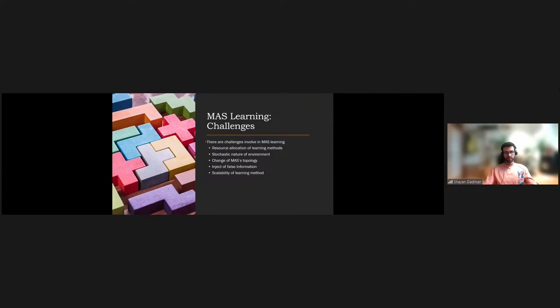Some challenges that are involved in MAS learning include the resource allocation for learning methods, because as we use more complex or sophisticated algorithms, these algorithms require higher resources, and this adds more complexity to the system. Then there's the stochastic nature of the environment, which means that these agents may have a hard time understanding the dynamics of the environment and learning the optimal action. Furthermore, the change of MAS topology, especially in a heterogeneous system, may involve some consequences, such as understanding the agents' actions and also the dynamics of the environment. Furthermore, the injection of false information within the environment and the scalability of learning methods add more barriers as another challenge to multi-agent systems learning.